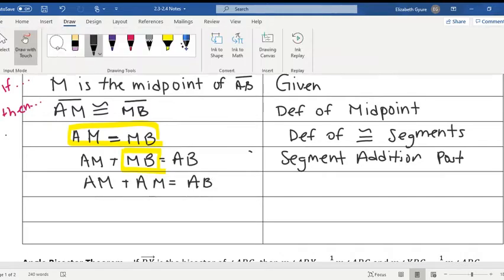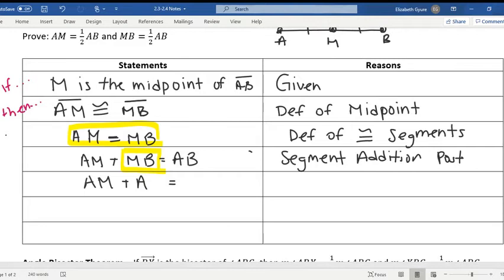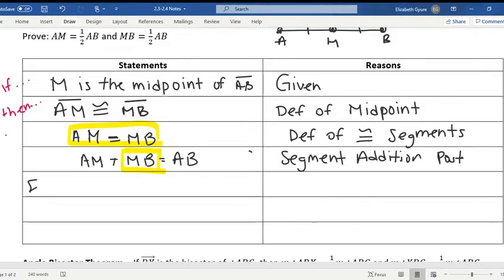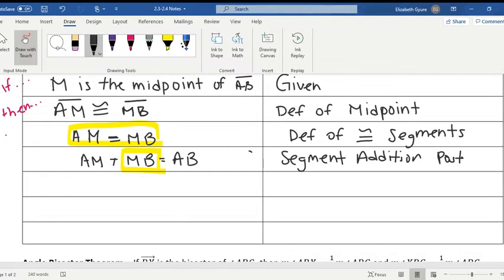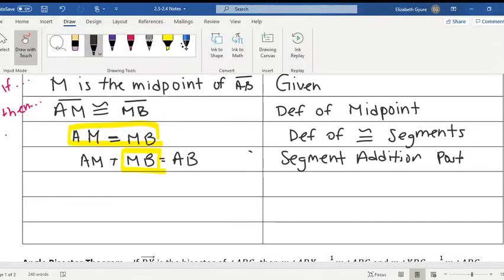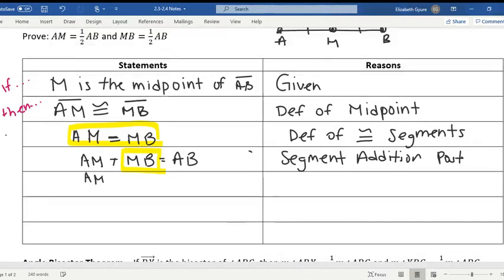I'm actually going to scoot that over here because we are going to do something else in this step too that I almost forgot about. It doesn't want to let me draw on this side of my tablet for some reason. So I'm just going to write smaller in the middle. We'll see what happens. So AM plus AM equals AB. Okay, that's substitution.